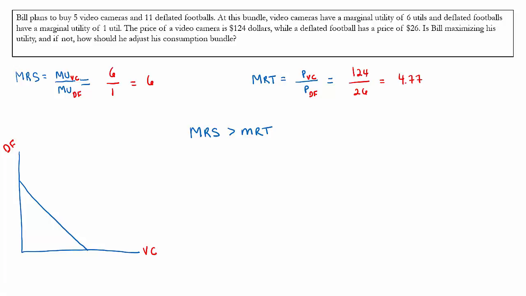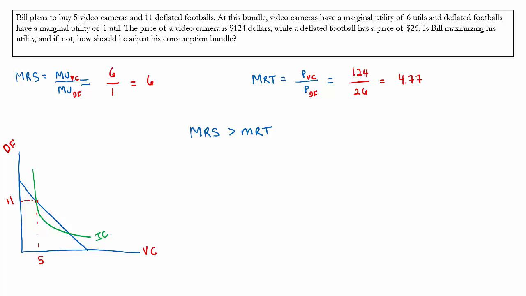Bill's current consumption bundle, or the one he's currently considering, has 5 video cameras in it and 11 deflated footballs. At this bundle, we know that his indifference curve is not tangent to his budget line because the slope of the indifference curve is more than the slope of the budget line. To show the slope of the indifference curve being greater than the slope of the budget line, we need to add an indifference curve that's steeper than the budget line at this bundle.